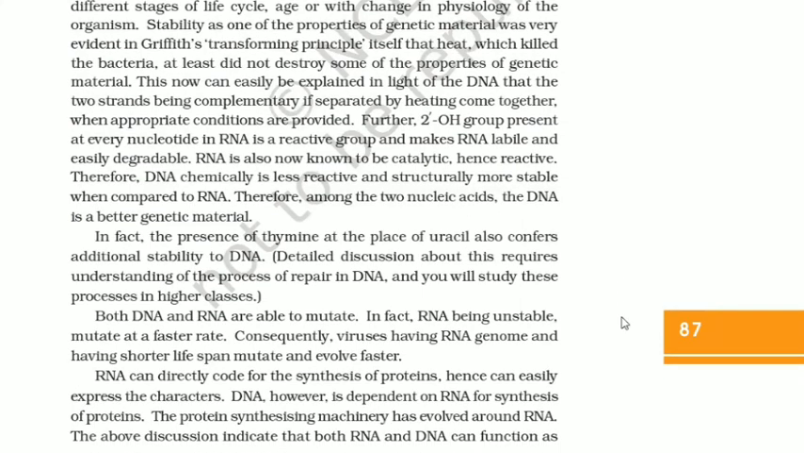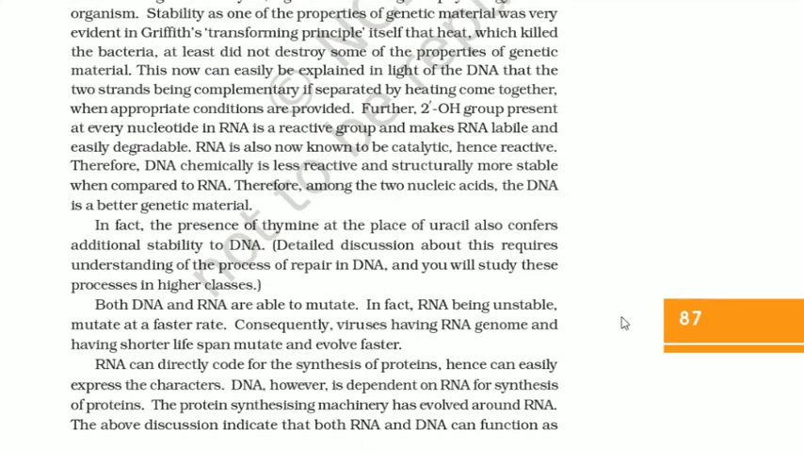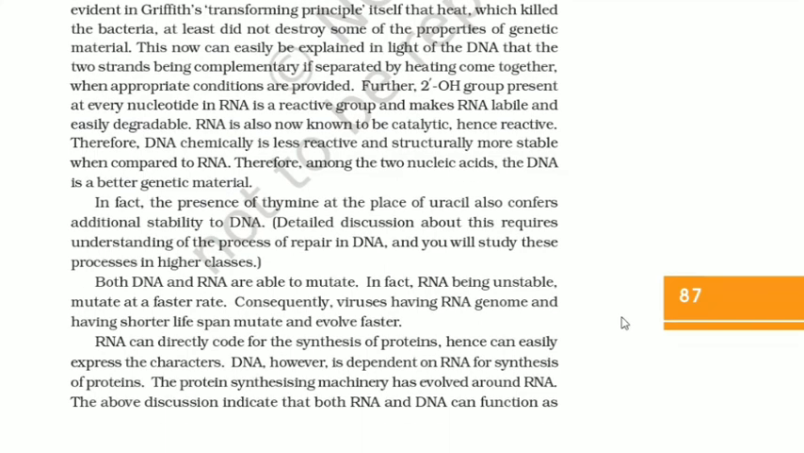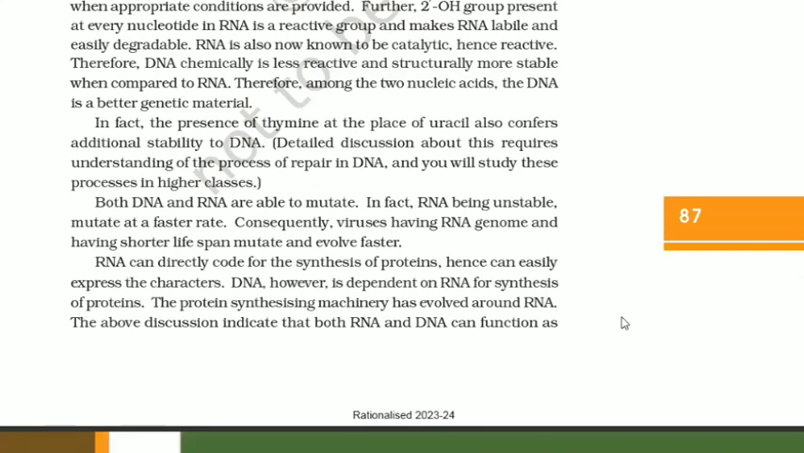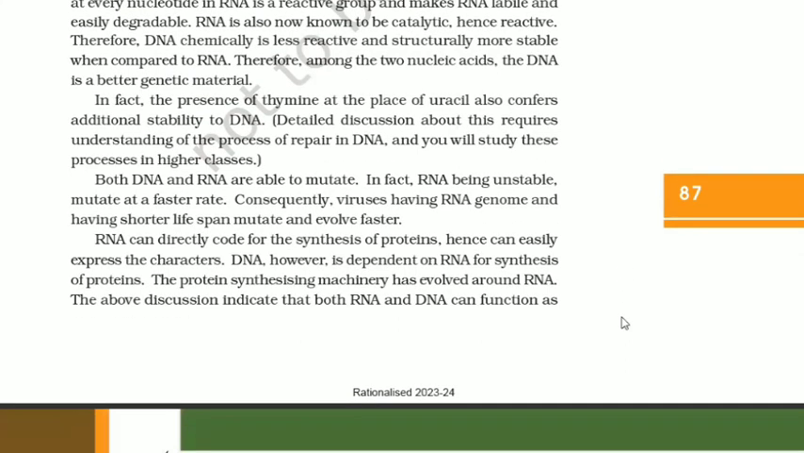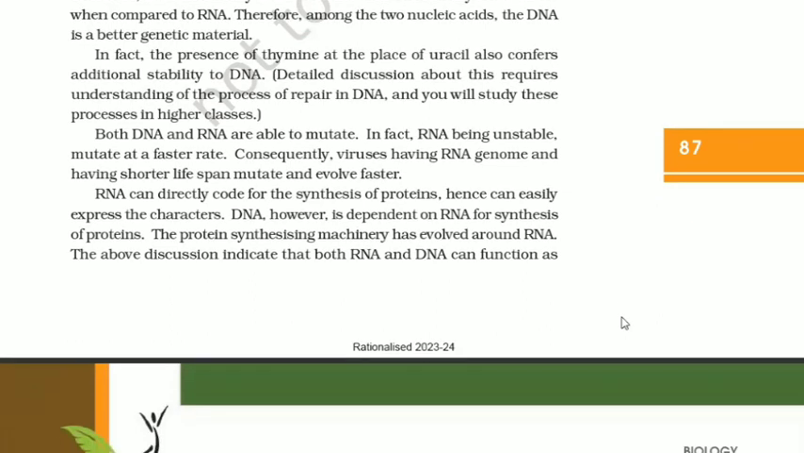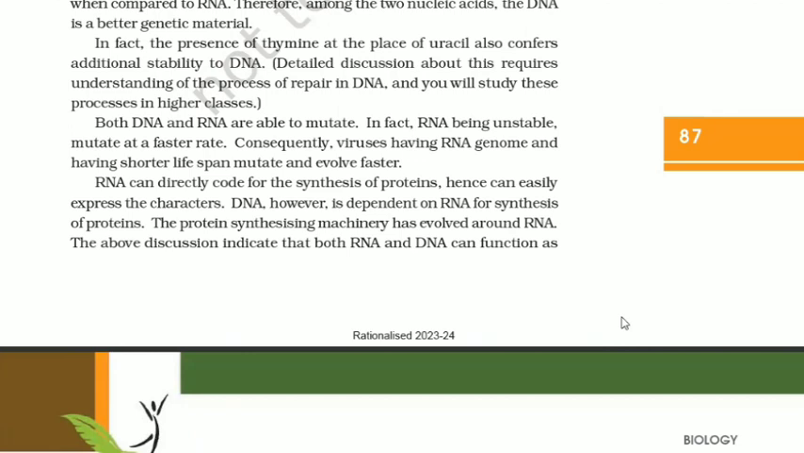Further, the 2'OH group present at every nucleotide in RNA is a reactive group and makes RNA labile and easily degradable. RNA is also now known to be catalytic, hence reactive. Therefore, DNA is chemically less reactive and structurally more stable when compared to RNA. Therefore, among the two nucleic acids, DNA is the better genetic material. In fact, the presence of thymine in place of uracil also confirms the additional stability of DNA.